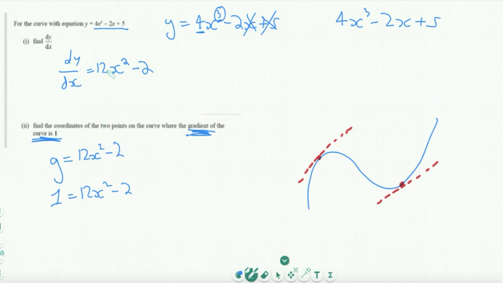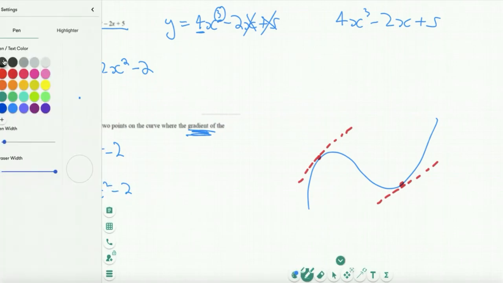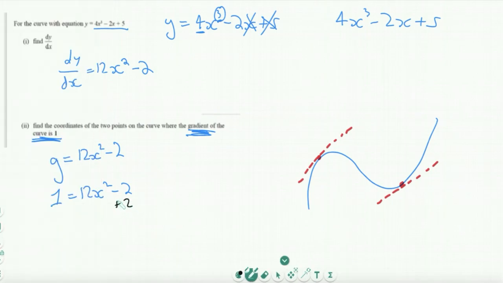And then we'll just rearrange to find x. So x is being squared, then multiplied by 12, then subtracted by 2. So we'll work backwards. We'll add 2 to both sides. So 1 plus 2 is 3. 3 equals 12x squared. X is being squared, then multiplied by 12. So we'll divide by 12. That can be simplified. 3 over 12 is a fraction, which can be simplified to 1/4 equals x squared.